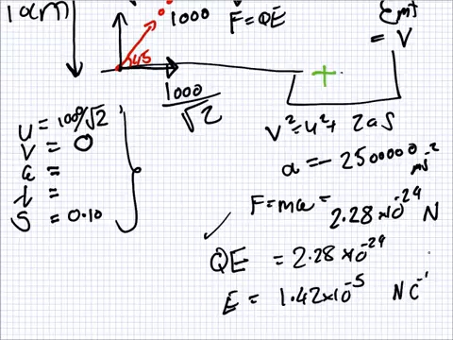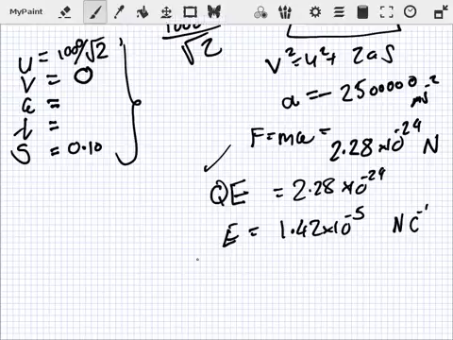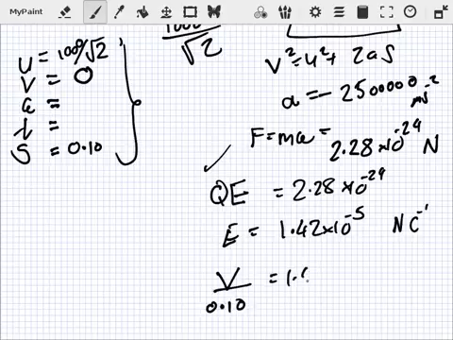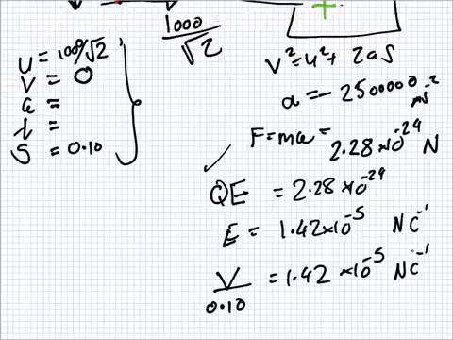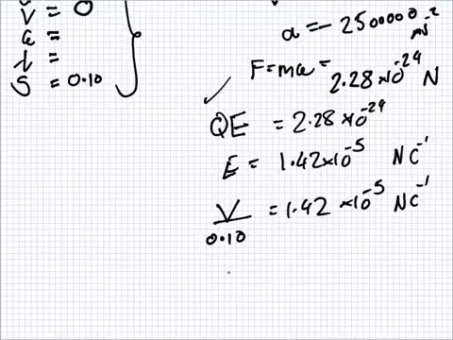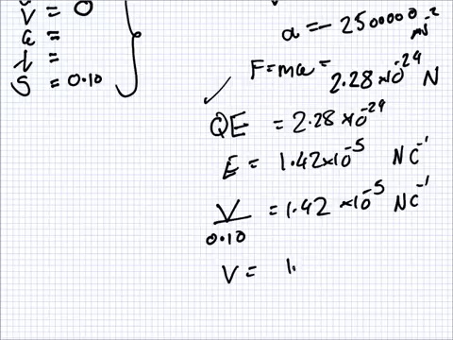What's the formula for E? V over D. Yeah, so V over 0.10 equals 1.42 times 10 to the minus 5 newtons per coulomb. So the D, you take the whole thing, vertically. So finally, V equals 1.42 microvolts.